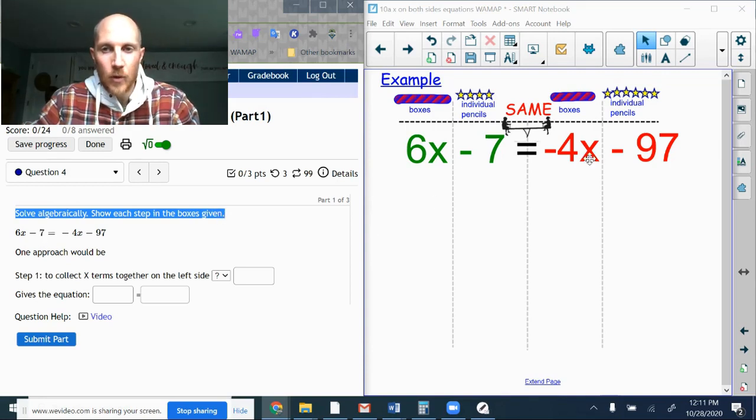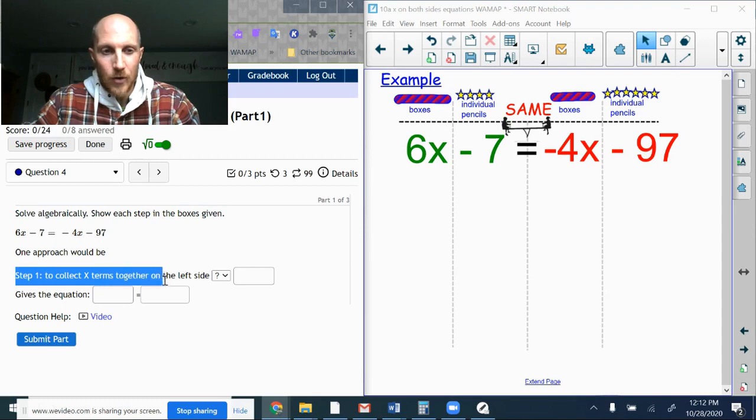So I've got the equation written over here in my workspace. The x's in one column, the constant in the next column, and on the other side of the equal sign, the same thing. I've got columns set up for the x's and the constants. Okay, so it gives me specific directions. I need to pay attention to these.